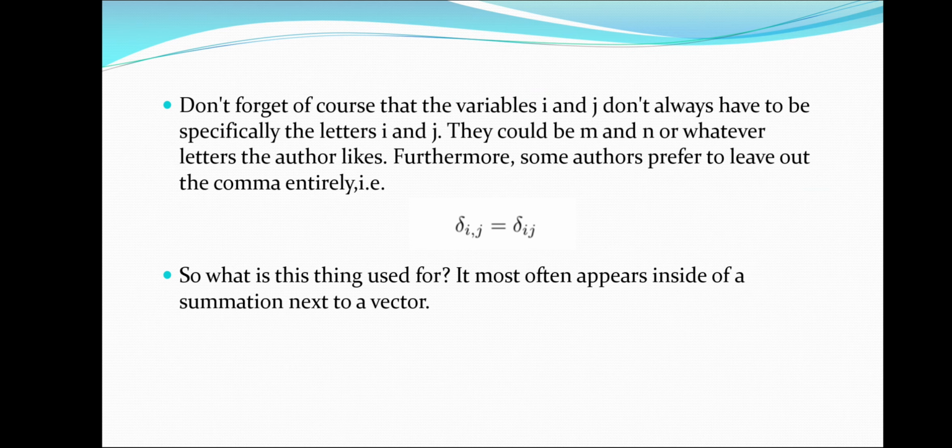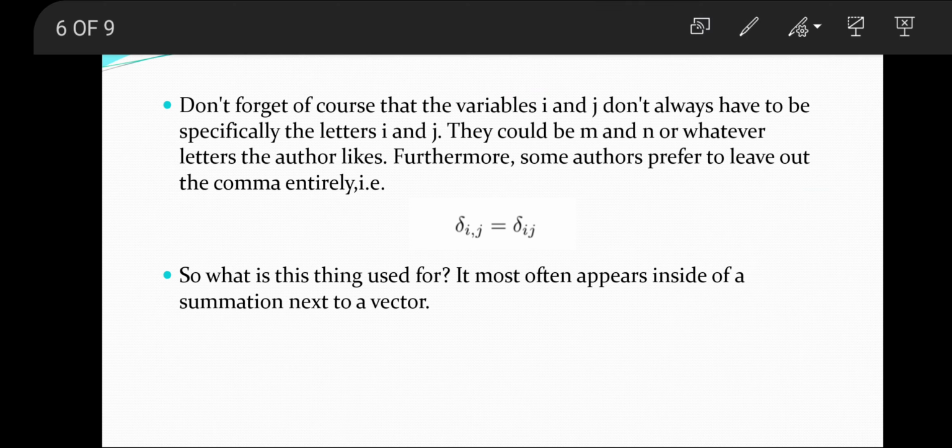Don't forget, of course, that the variables i and j don't always have to be the letters i and j. They could be m and n, or whatever letters the author likes. Furthermore, some authors prefer to leave out the comma entirely. You can also write delta i comma j as delta ij, so you can remove this comma.